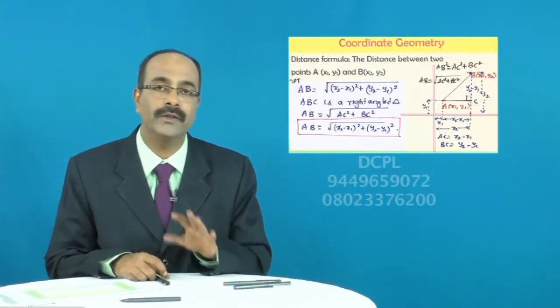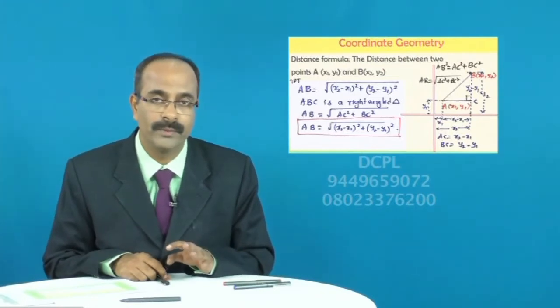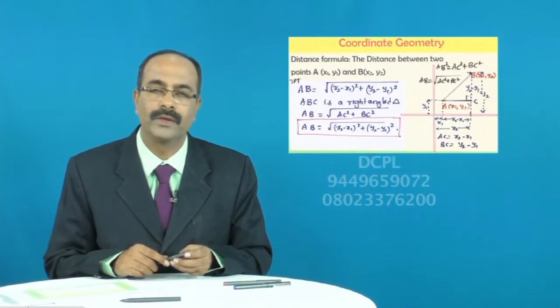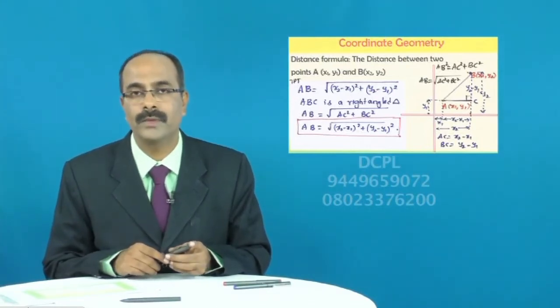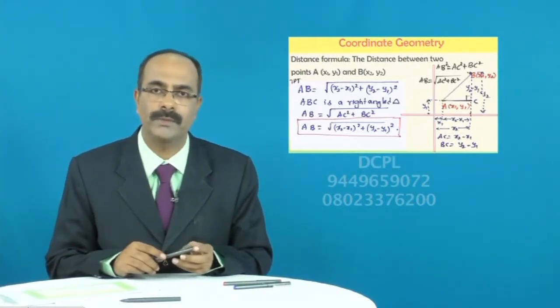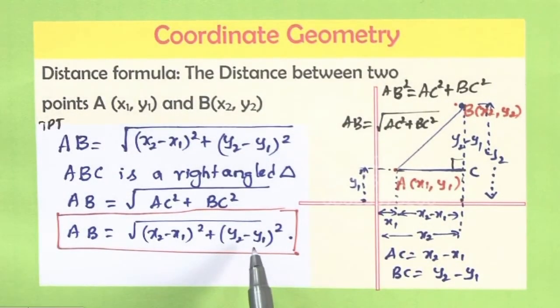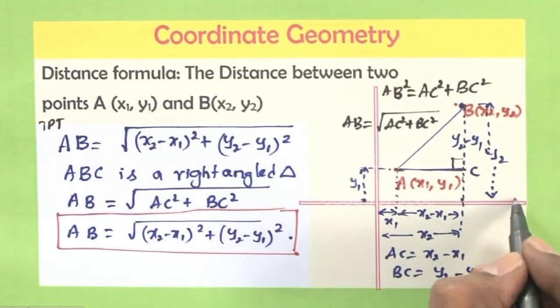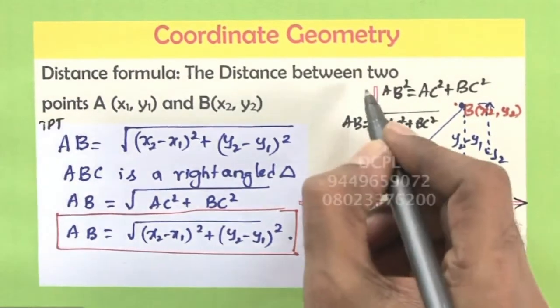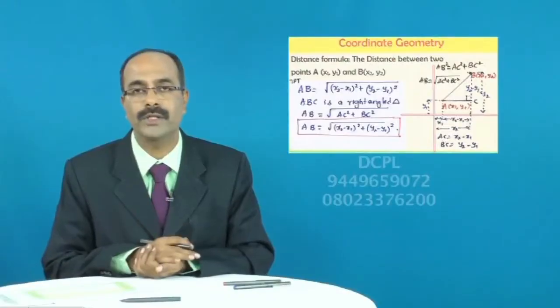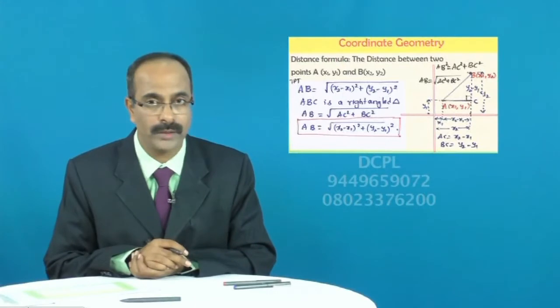Both will give us the same value, because the square of a negative number is a positive number. Following this, the distance formula is given by the distance between 2 points: square root of (x2 minus x1) whole square plus (y2 minus y1) whole square, that is equal to AB. Remember, this is the x-axis and this is the y-axis. It's a very simple concept. This is the first concept of coordinate geometry.